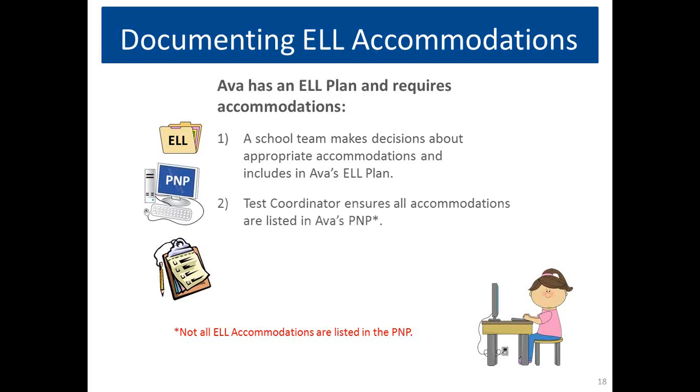And the second step, of course, would be to mark in the PNP any accommodations that pop up in the PNP. And then, of course, the school test plan needs to make sure that Ava will get her accommodations. This means that you need to find extra staff to be on hand for test administration or extra classrooms, etc. You need to plan ahead for that.